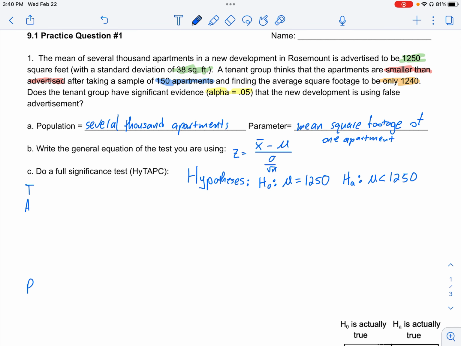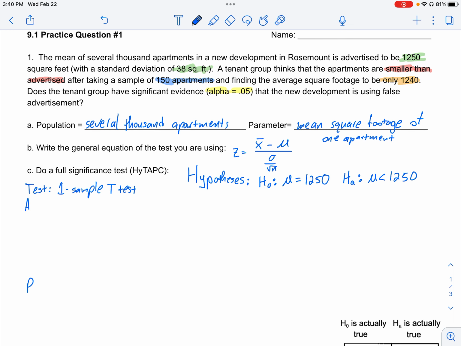T is just name the test. This is a one sample t-test. It's a t-test because it came from a sample that we got an x bar from. A stands for check your assumptions, the three assumptions that we've been checking a lot. Number one, is it random?